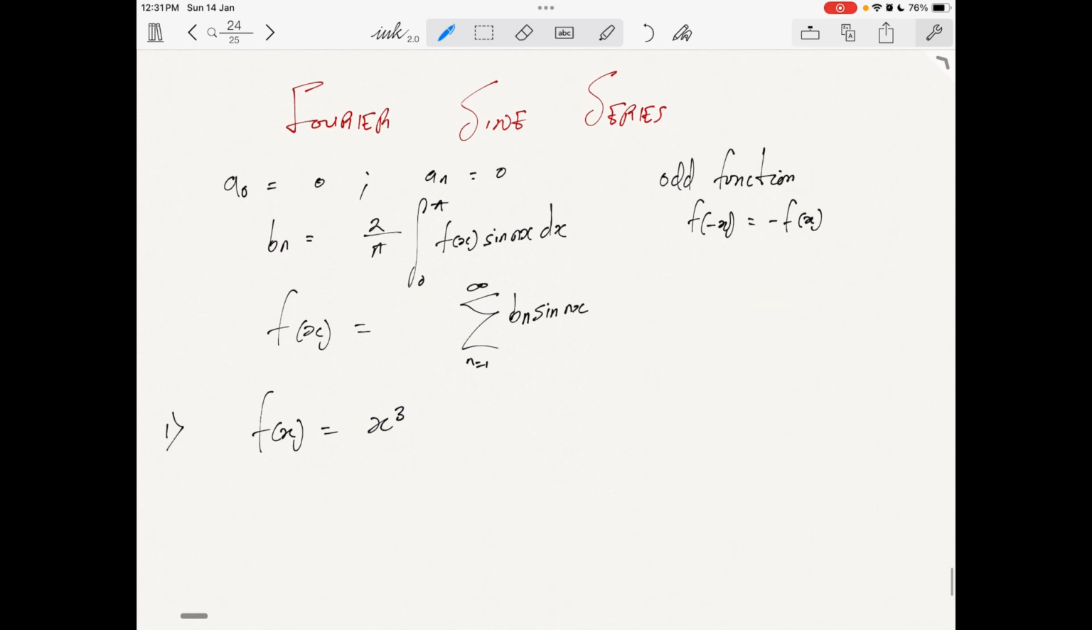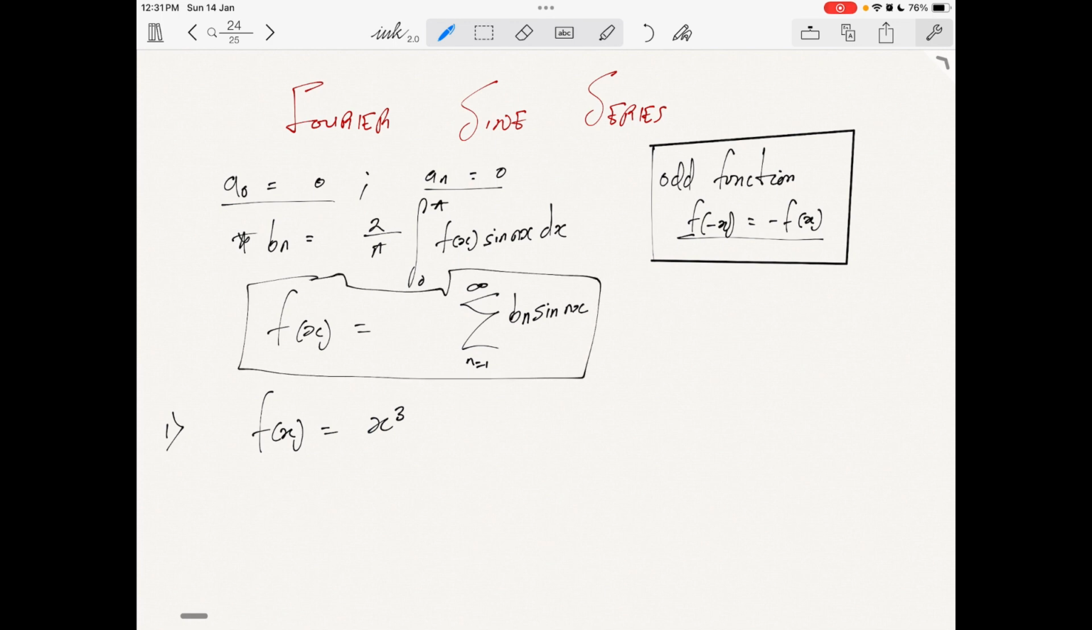Fourier Sine Series. Now for sine series, we are going to be dealing with odd functions. In odd functions, f of minus x is equal to minus f of x, and thus it will only contain sine functions. That is, a0 is equal to 0, an is equal to 0, but then we have a formula for bn. So the series is represented with this, and all we have to do is evaluate bn.